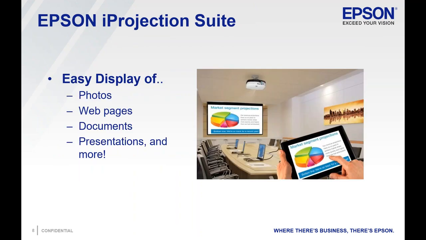Okay, so next we just want to look at what types of content we recommend you use while you're using iProjection. iProjection is specifically designed to assist in wirelessly sharing the various types of content you see below and in the image there. You can display photos, web pages, documents, and presentations and other types of information you would like to share. So that just gives you a couple of examples of the types of documents and various content you can use with iProjection.